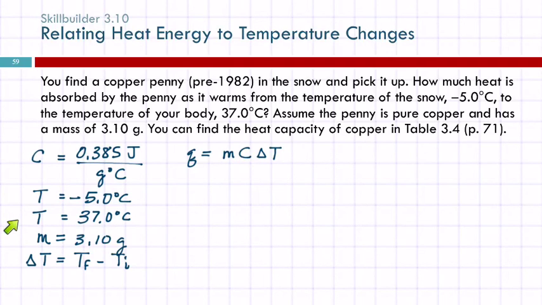Well, we've got two temperatures here. Which one is the initial temperature? The -5. So we're looking at this, and it's like as it warms from the temperature of the snow, from this to that. So 37 is the final, and -5 is the initial. So delta T then is -5 minus 37. No, I did that wrong. It's 37 minus -5.